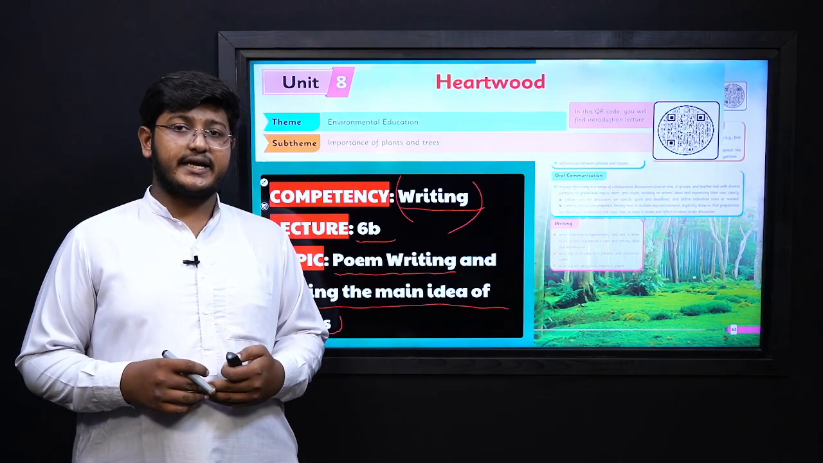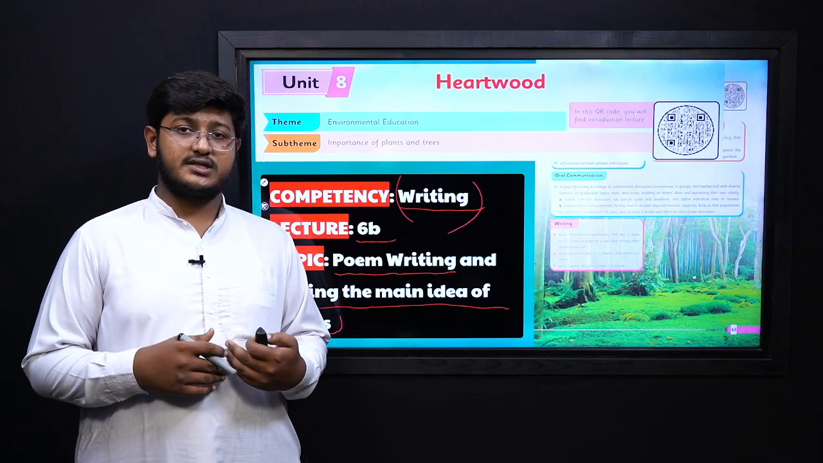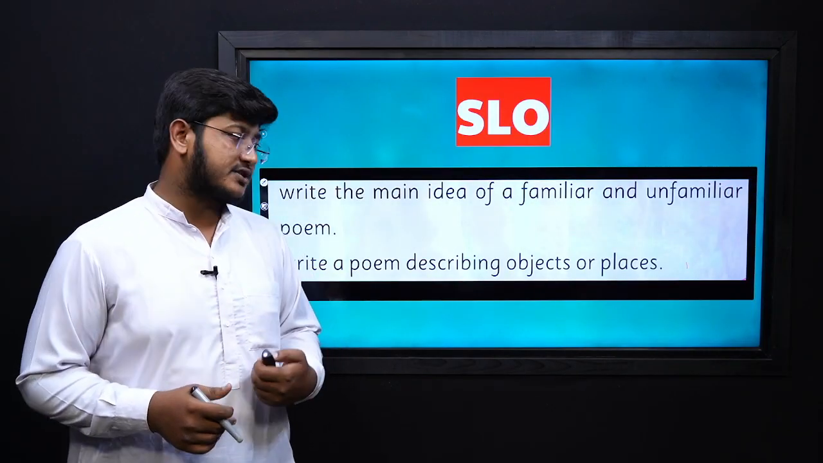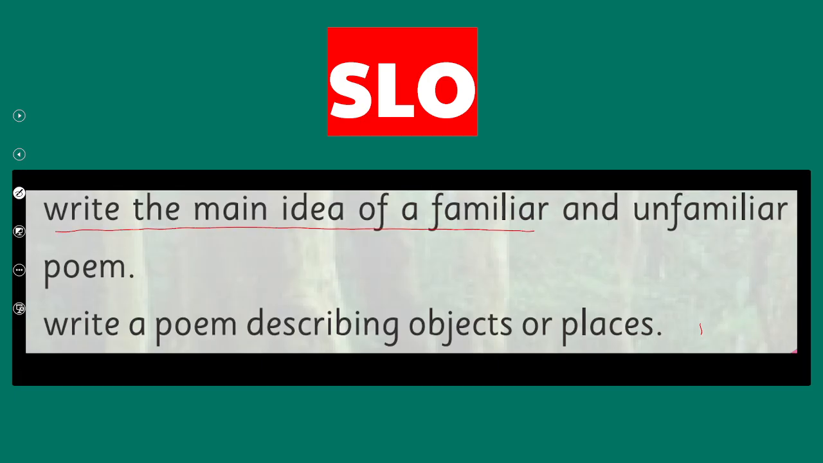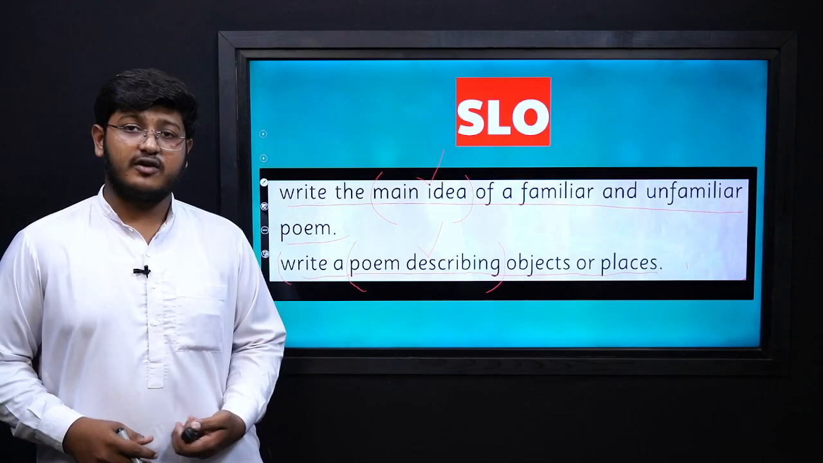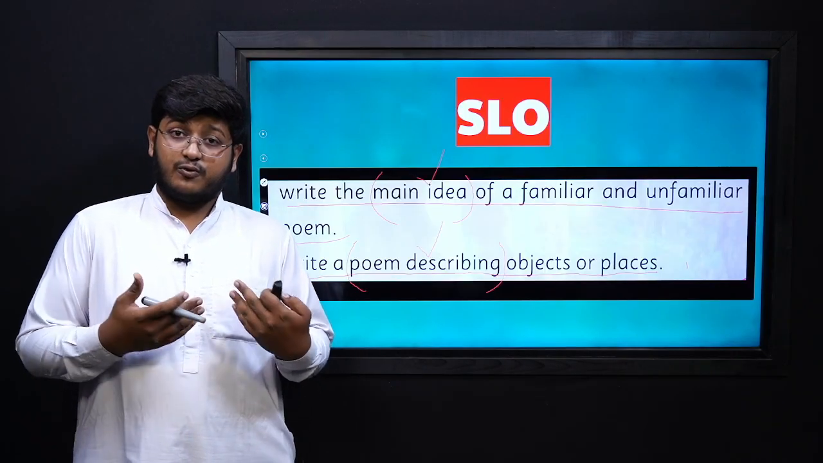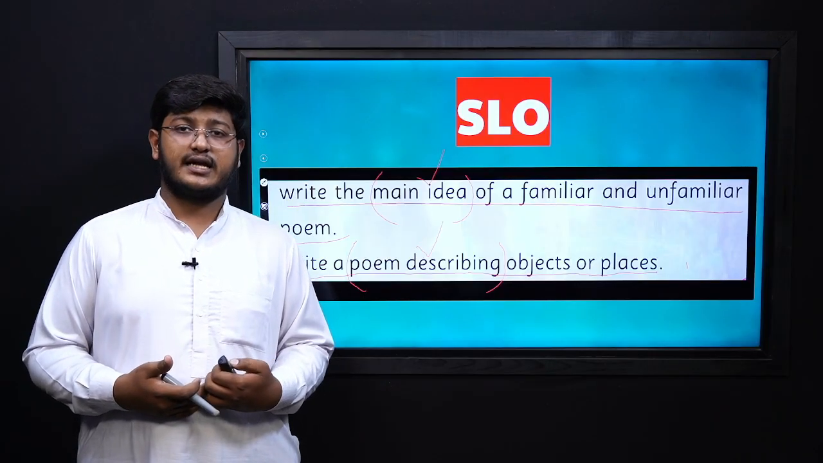We will get a clear idea which type of poems we have to learn in this lecture. So let's read the SLO from which we will get a better idea of today's lecture topic. Here is the SLO: write the main idea of a familiar and unfamiliar poem. In this SLO we will address how to write the main idea primarily, and in the second SLO, write a poem describing objects or places. So we have to learn how to write describing poems, the poems which actually describe some objects, some events, some actions or some persons. Such type of poems we have to learn to write in today's lecture.